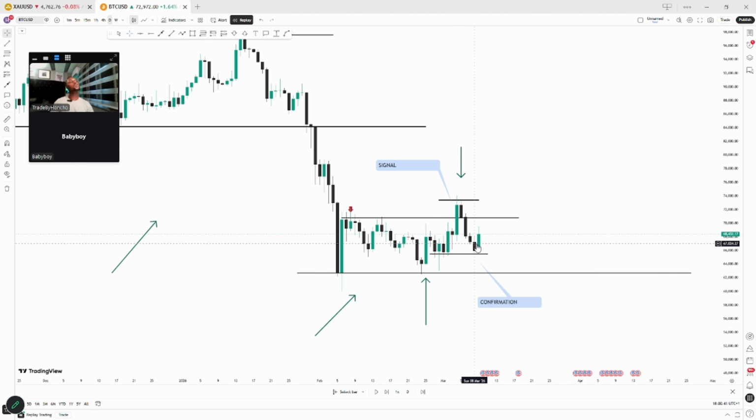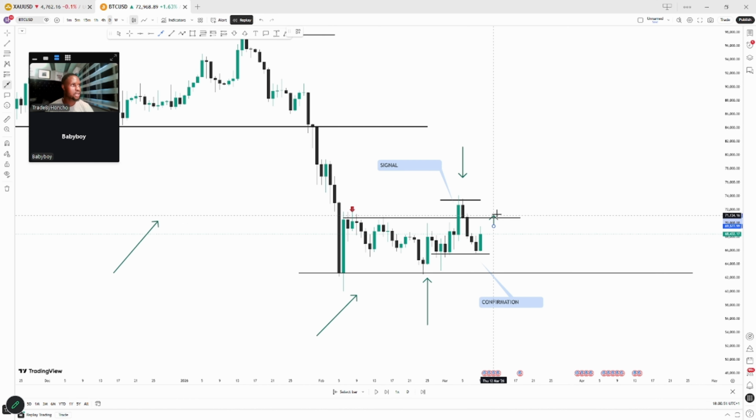So now what we are looking for is our continuation. And our continuation has to happen the way this signal candle happened. We need to see something like that happen again right here. You get it now? So once the body candle closes like this, it needs to happen again. Once it happens again, this is where we are going to be entering for our continuation.